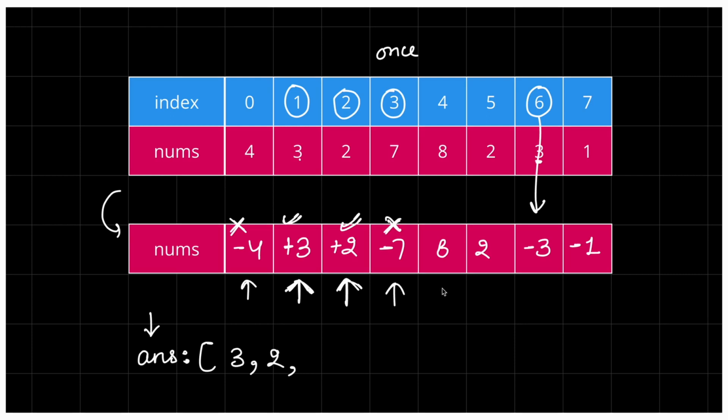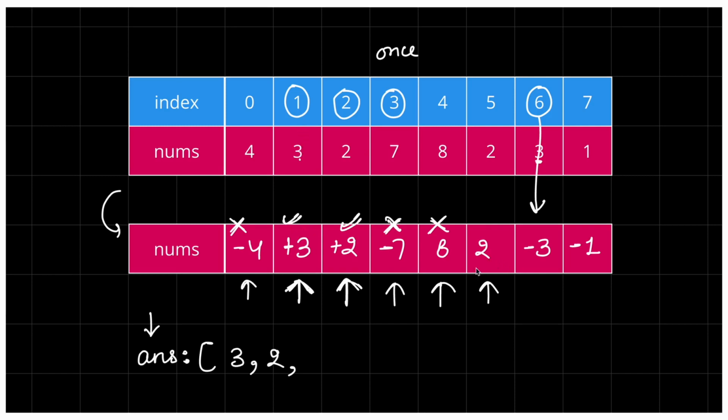Now let's look at this next number, which is 8. Because of 8, you will go to 7. At 7, the number is negative, which means that 8 is also appearing once. Now the next number is 2. And now just see, this is a very interesting case. This is 2. Because of this 2, you need to go to 1. And at this 1, you are again finding a number which is positive.